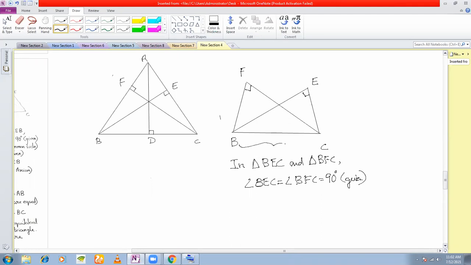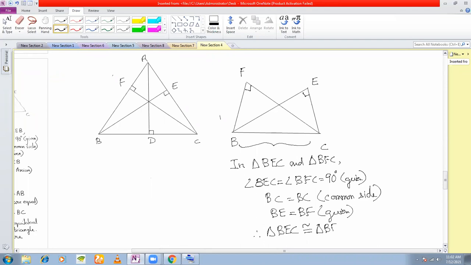What you see is that BC, this side, is a common side. So we write BC is equal to BC, common side. And what else? It is also given that the altitudes are equal. That means the length BE is equal to BF. These two are equal. This is given to you. Therefore, these two triangles must be congruent. Triangle BEC must be congruent to triangle BFC.